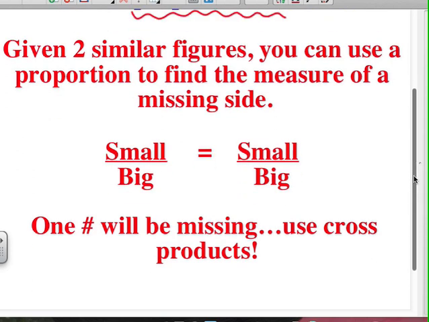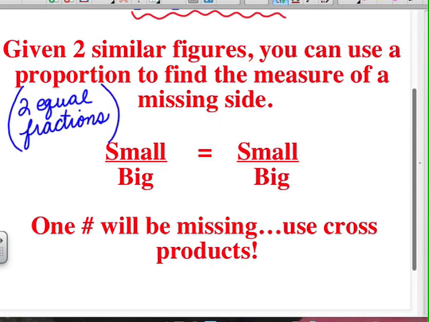And this is the actual math. It says given two similar figures, you can use a proportion. You remember what a proportion is? It's two equal fractions. Two equal ratios or two equal fractions. You can use a proportion to find the measurement of a missing side of one of your similar figures. Now, I'm going to teach you how to set up this proportion. I just reminded you that a proportion is two equal fractions or two equal ratios.